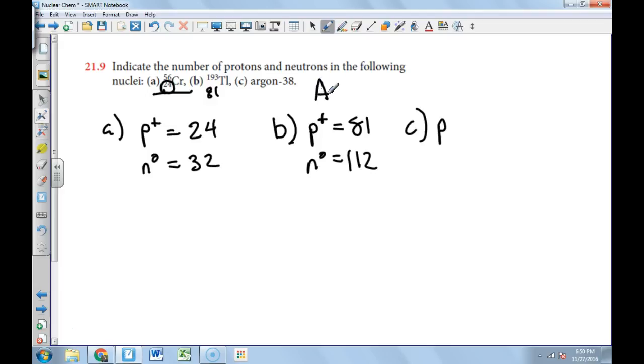And then C, argon 38. Well, again, let's look at the periodic table. Argon's atomic number is 18. So that means that the number of protons is 18, and that means the number of neutrons, 18 plus what equals 38. That's what I always say in my head, like back here, 24 plus what equals 56. Okay, 81 plus what equals 193. And so that means the number of neutrons is 20.